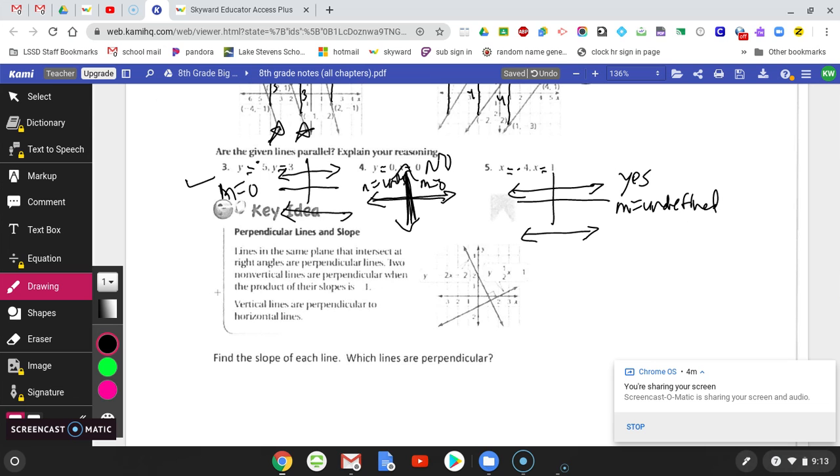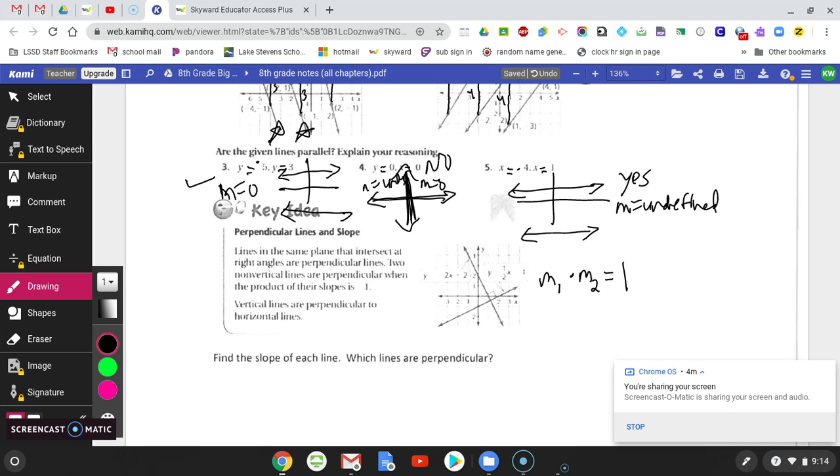Okay. So now let's look at perpendicular lines. Lines in the same plane that intersect at a right angle are perpendicular lines. Two non-vertical lines are perpendicular when the product of their slopes is -1. So when you multiply their two slopes together, the slope of the first one times the slope of the second one, it has to equal -1.